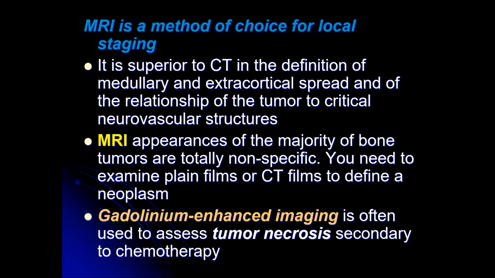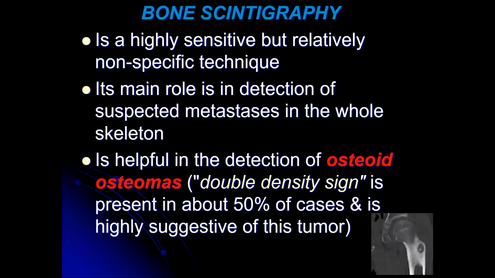MRI appearances of the majority of bone tumors are totally non-specific. You need to examine plain films or CT films to define a neoplasm. MRI tells us about the soft tissue and the intramedullary component, while the others give us more details about it. Gadolinium-enhanced imaging is often used to assess tumor necrosis, especially in patients that you're giving chemotherapy, where you want to see the response of the tumor to the chemotherapy.